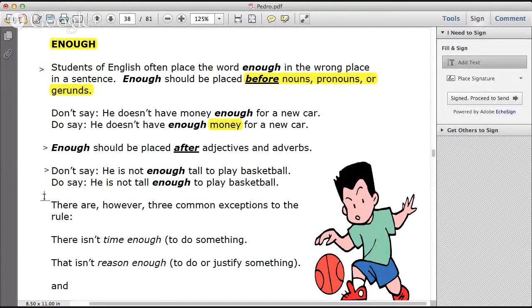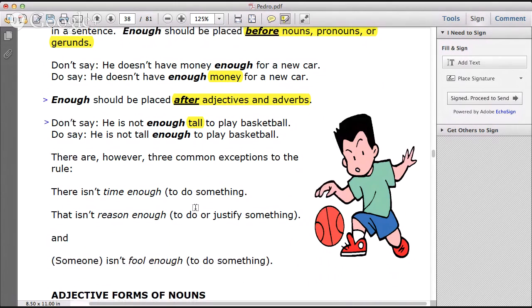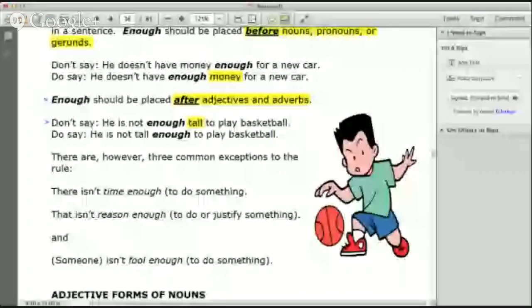Enough should be placed after adjectives and adverbs. Don't say, he's enough tall to play basketball. Do say, he's not tall enough to play basketball. Okay, very good. So we have the word tall. Tall is an adjective. Okay, so he is not tall enough. Enough goes after adjectives and adverbs. Okay, very good. Now let's take a look at our rule here.